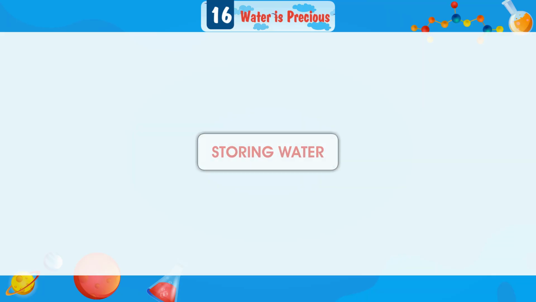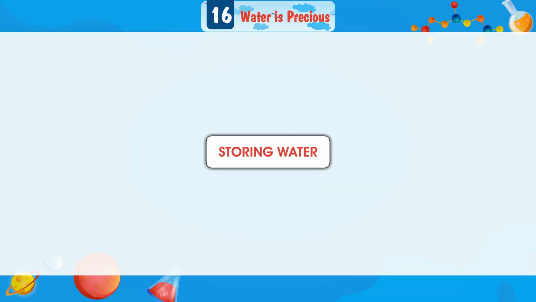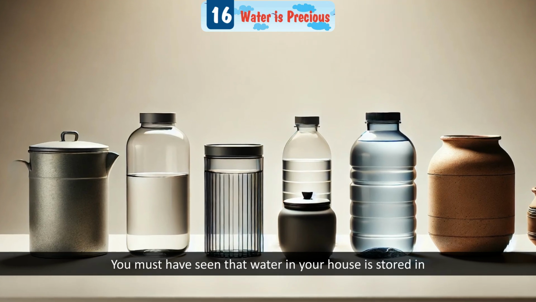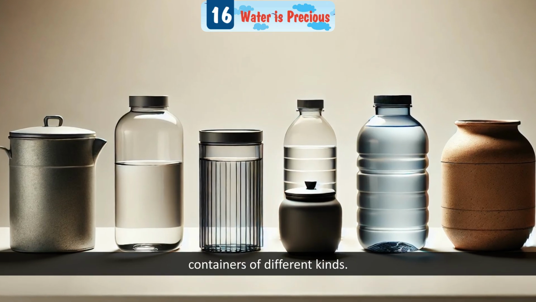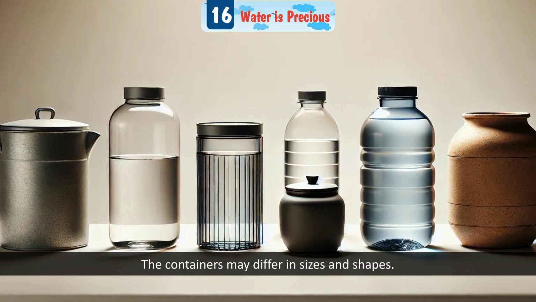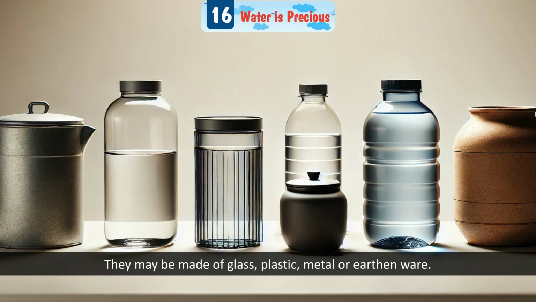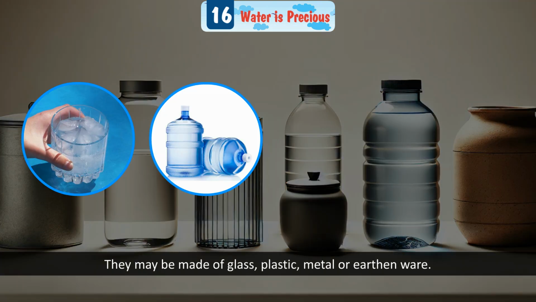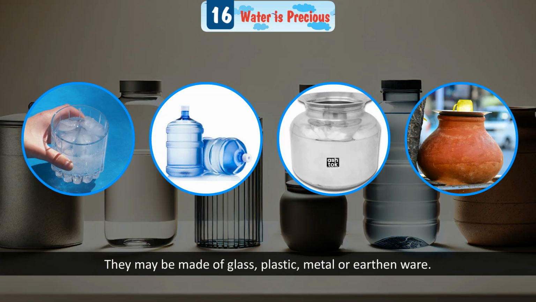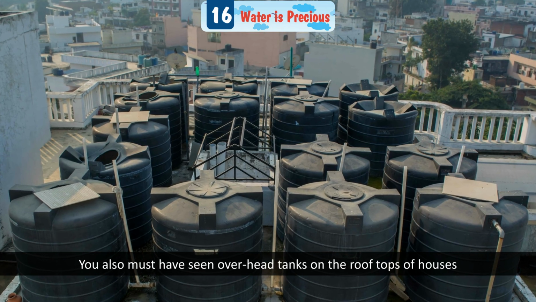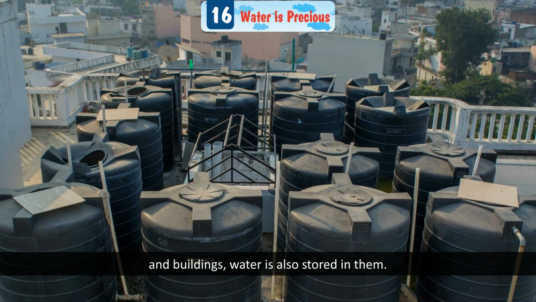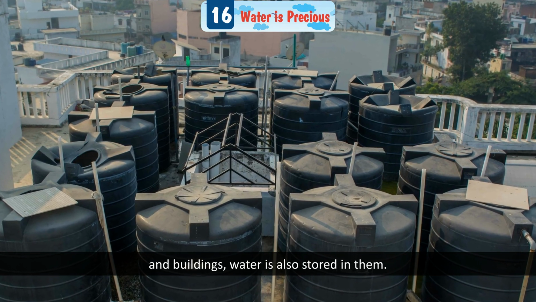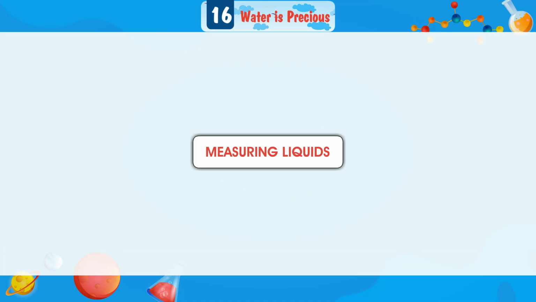Storing water. You must have seen that water in your house is stored in containers of different kinds. The containers may differ in sizes and shapes. They may be made of glass, plastic, metal, or earthenware. You also must have seen overhead tanks on the rooftops of houses and buildings. Water is also stored in them.